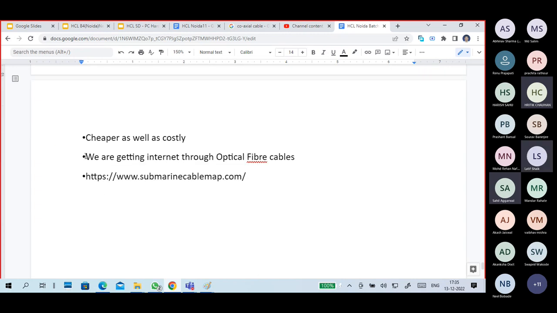Okay, so we are all getting internet through fiber optical cables only.